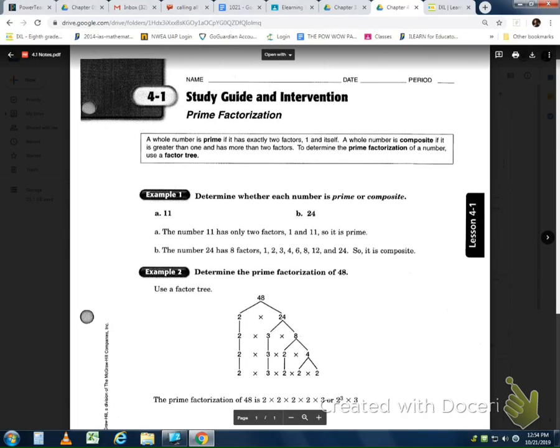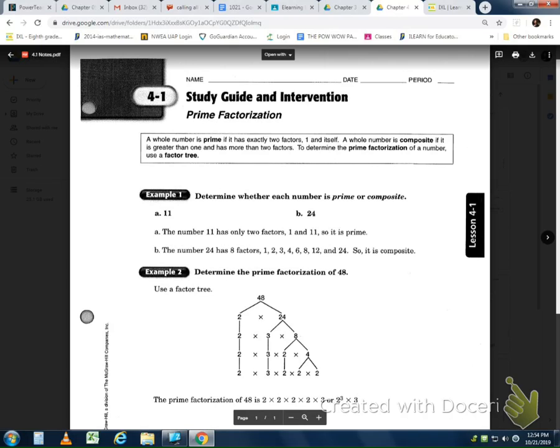Lesson 4.1, Prime Factorization. So we are gearing up to start getting to fractions, and before you can do that, you've got to talk about prime factorization. This is also a standard for iLearn.